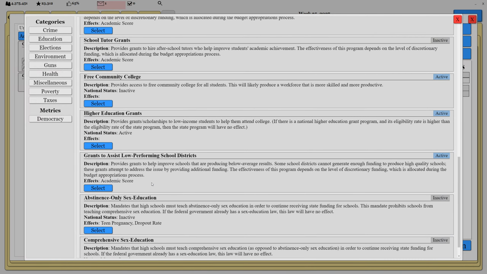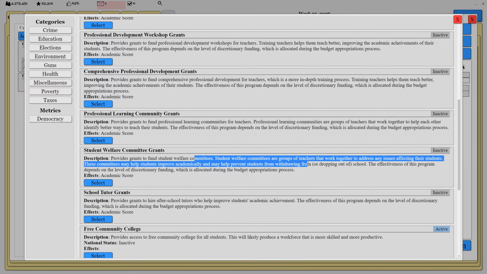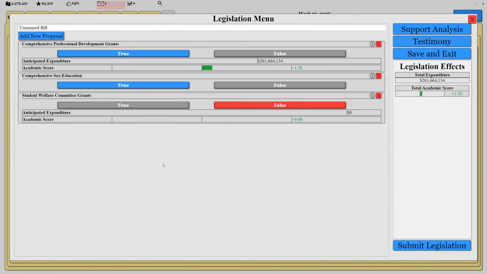Education grants, abstinence only, professional learning, student welfare committee grants. Student welfare committees are groups of teachers that work together to address any issues affecting their students. These committees may help students improve academically and may help prevent students from withdrawing from or dropping out of school. This effectiveness depends on the level of discretionary spending, which is allocated during the budget appropriations process. $238 million. Total academic score improvement of 2.56.